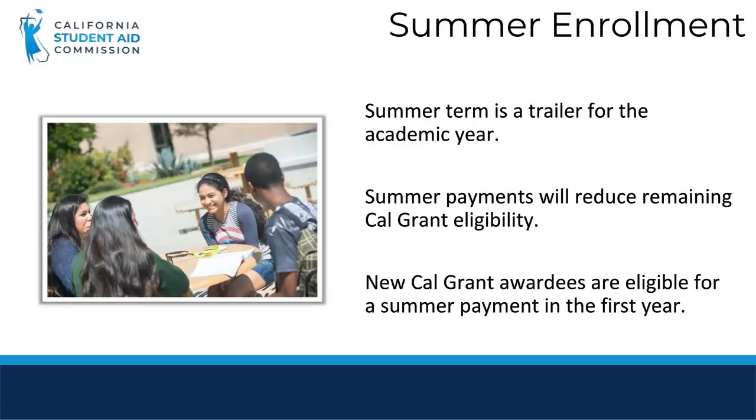At the Commission, summer terms are considered as a trailer to the academic year. Any payments made during a summer term will use the same amount of eligibility that a fall, winter, or spring term payment would use. This means that a student's award eligibility will be accelerated in comparison to a student that is paid during traditional terms only. New Cal Grant awardees are eligible for summer payments in their first award year.